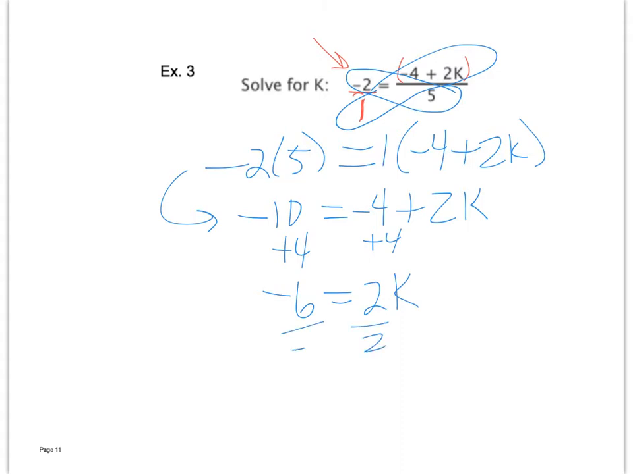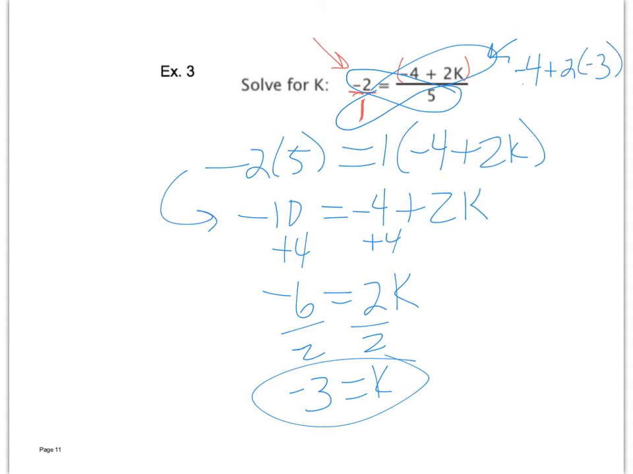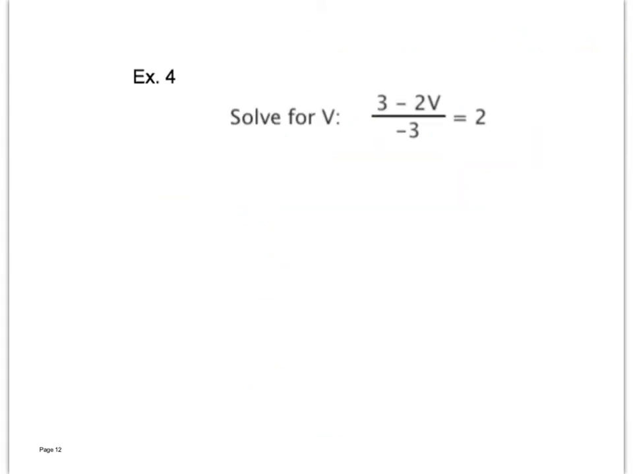So divide, and you get negative 3. And life is good. If you want to check your answer, you can always substitute it back in and make sure you get what you're supposed to. So for instance here, I'd plug it into the top because that's where the k is. I get negative 4 plus 2 times negative 3. That's negative 6. That's negative 10 divided by 5. Well, that gives me my negative 2, and that was correct.